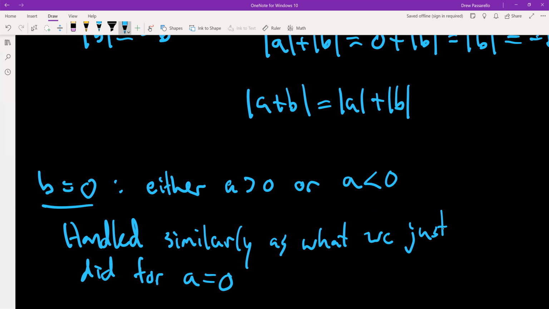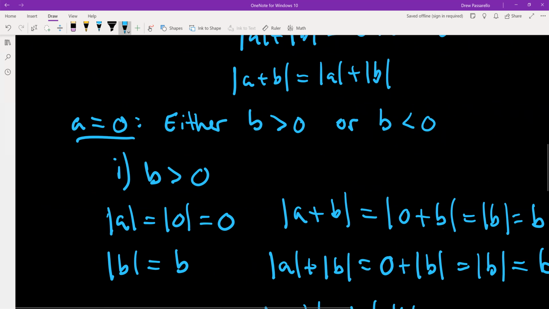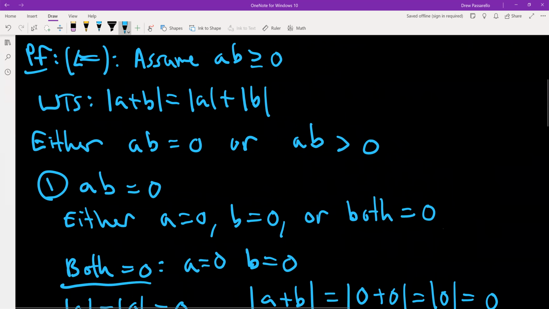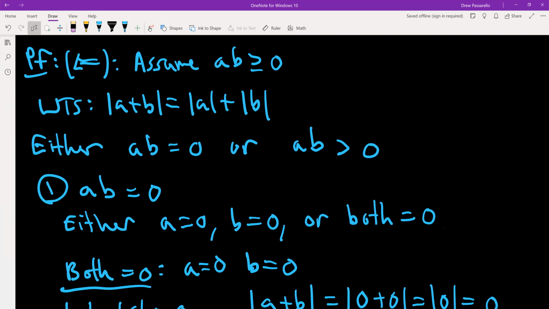All right, so all of that takes care of the case in which the product is 0. Because we did both of them being 0, a is 0 and b is 0. We did the case when a is 0, and then the case where b is 0 is the same, you're just switching the roles of a and b.